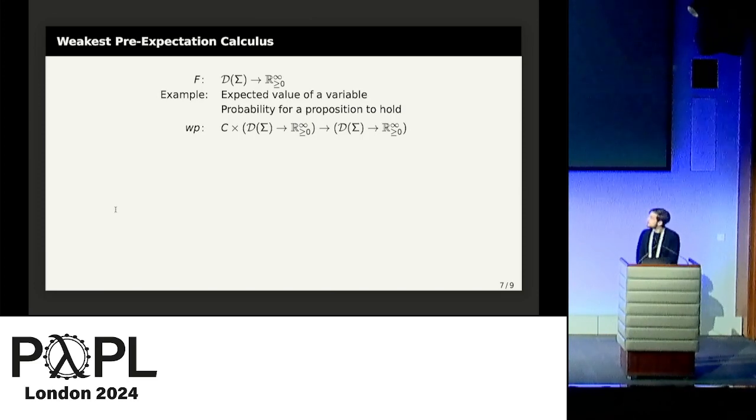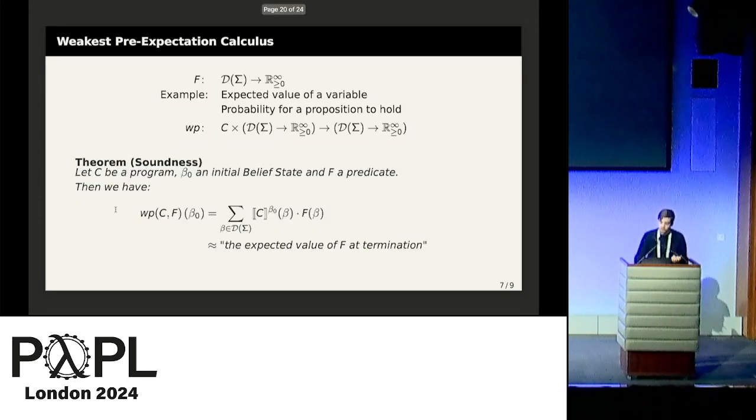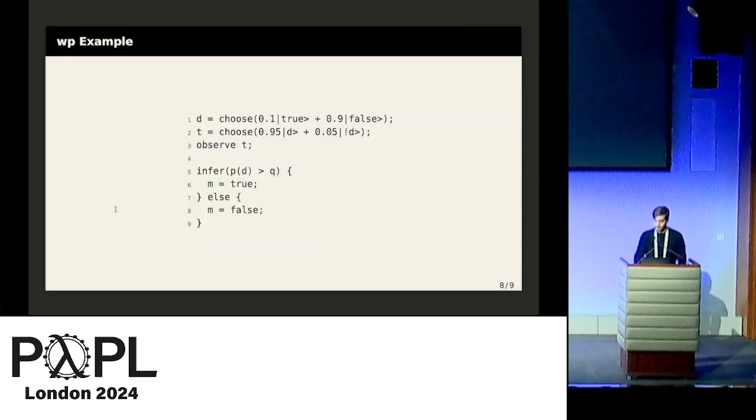Now, the weakest pre-expectation calculus itself is a function WP, which takes in a belief program, takes in a predicate, and then it gives us another predicate. And in terms of soundness, we want this weakest pre-expectation calculus to do the following. So if you get a belief program and we get a predicate, then the outcome of the weakest pre-expectation is the expected value of the predicate at termination. So we can make kind of a decision whether we want to look at all possible execution paths by executing the program a whole lot and then get the expected value over all the terminal states, or we can plug it into our weakest pre-expectation and given an input, we can kind of predict what the outcome of the program would be in expectation.